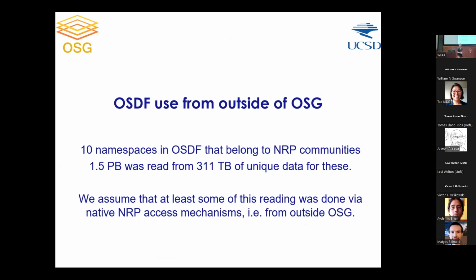Finally, last statement, last message. For the first time, I've seen in the spreadsheet of use things that are not on OSG at all. In other words, OSDF is starting to be used. What I've seen is that there are 10 namespaces in OSDF that belong to NRP communities, where I am reasonably certain that those NRP users have no use of OSG at all. They only use internal mechanisms from NRP. And so OSDF now has communities that go beyond high throughput computing to some degree.